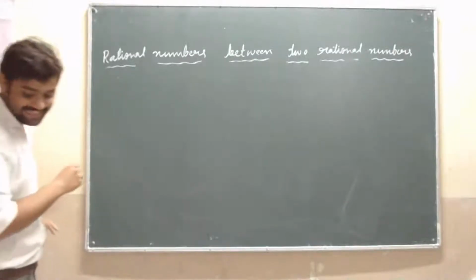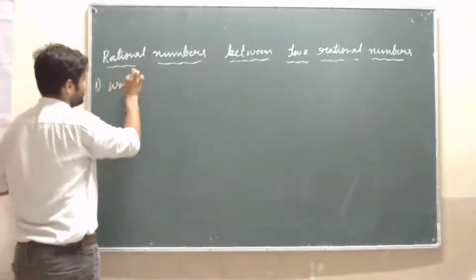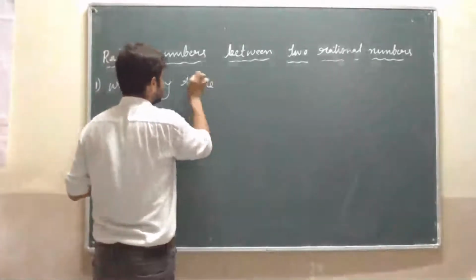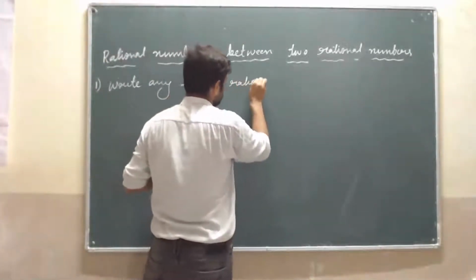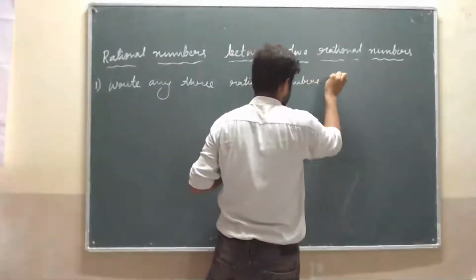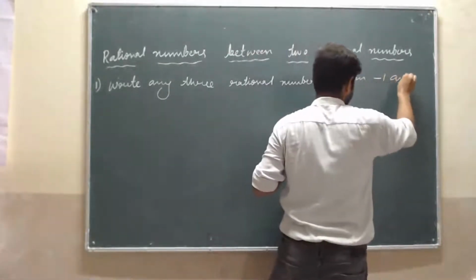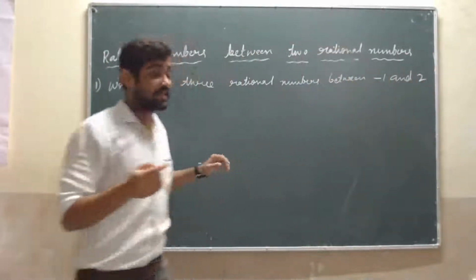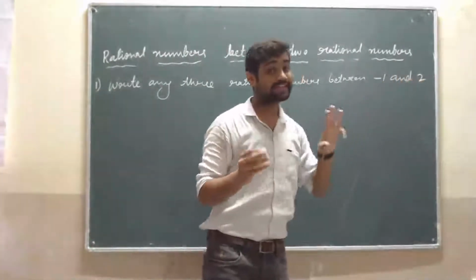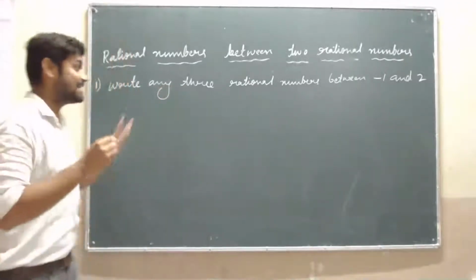Write any three rational numbers between minus 1 and 2. Sir, we know that there are infinite rational numbers between minus 1 and 2, but he asked only for three, right? Any three will do. Let's see the solution.